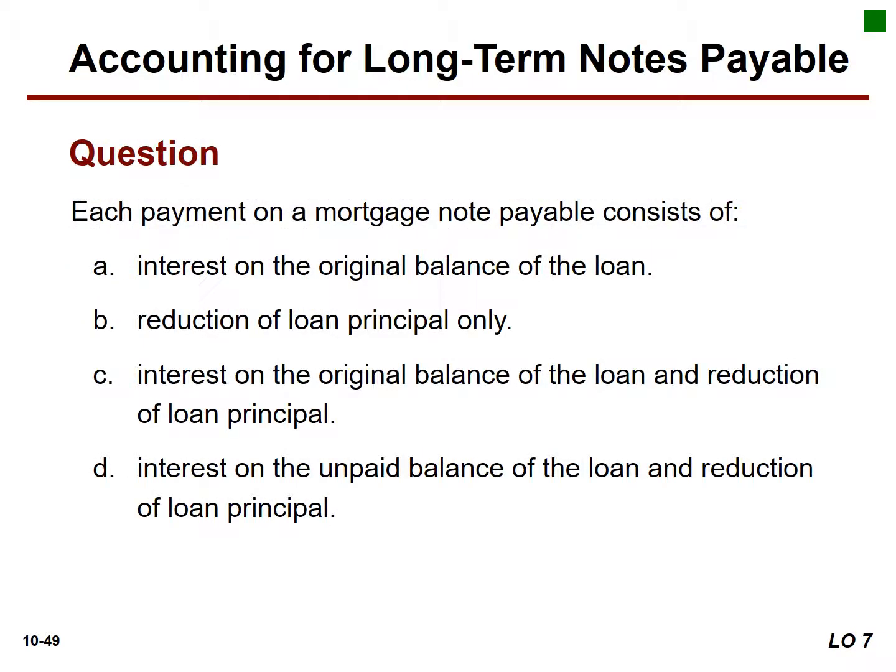Okay, a question. Each payment on a mortgage note payable consists of... the correct answer is interest on the unpaid balance of the loan and a reduction of the loan principal.